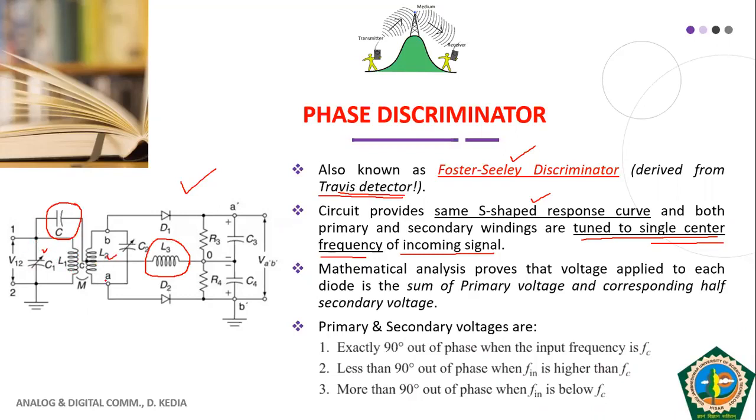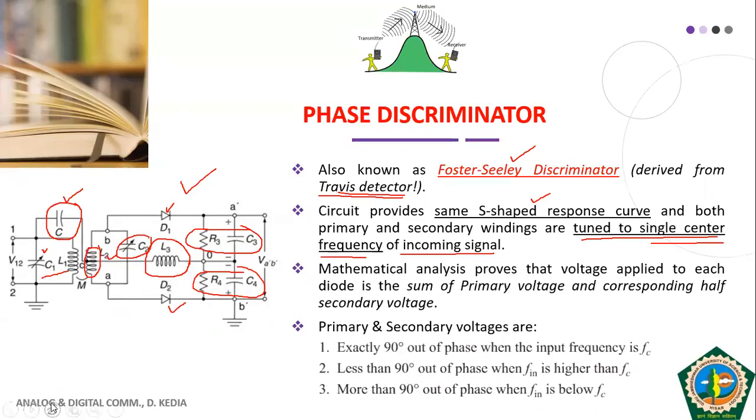So primary and secondary windings have been connected with the help of a coupling capacitor. And the rest of the things, D1 and D2, are the same as in the Travis detector. Then R3 C3 and R4 C4 are also exactly the same as in the Travis detector. Similarly, L1 C1 and the center-tapped secondary along with the tuned capacitor are the same. So these are the few changes that have been highlighted here in the circuit of the phase discriminator.